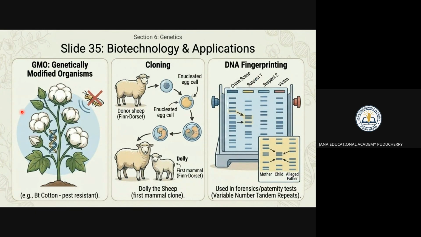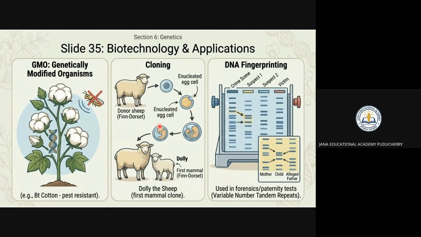You can see that is a genetically modified organism, right? Example, Bt cotton, which is pest resistant. Usually the cotton gets attracted by pests, right? But there is a genetically modified cotton that is pest resistant, so the pest won't come. Instead of going for fertilizers or something to prevent it, it is already protected because of the genetics. So cotton with pest resistance is a genetically modified organism, that is nothing but GMO.